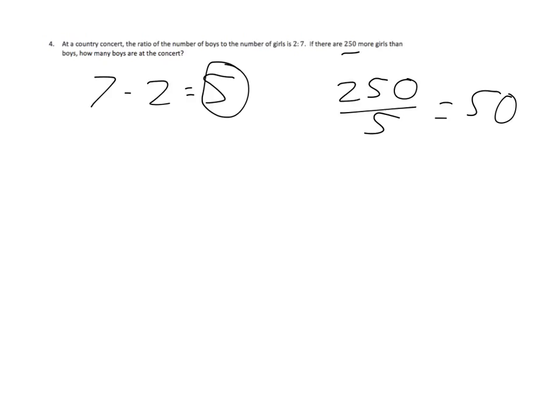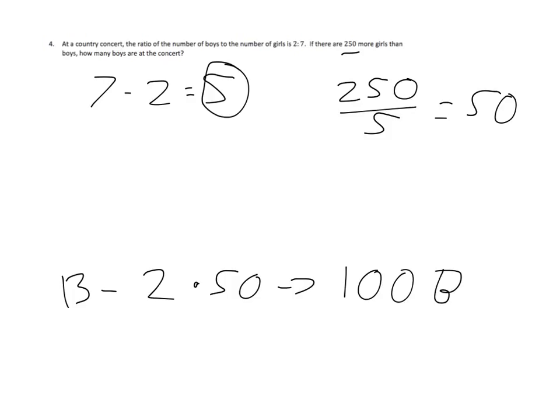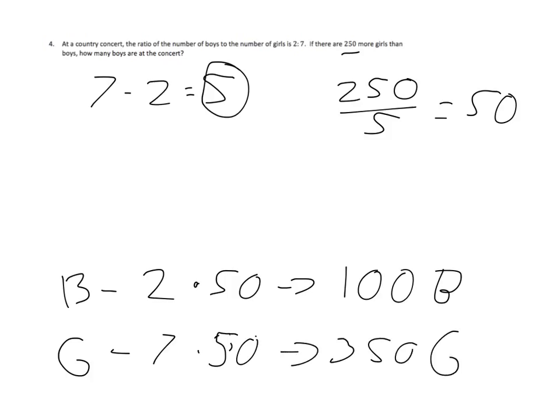Well, now that we know how much each part is going to be, we can go back to our multiplication. For the boys, there is 2 parts. So 2 times 50 is going to equal 100 total boys. For the girls, there's 7 parts. So 7 times 50 is 350. Oh, I'm sorry. 7 times 50 does equal 350 girls. So there we go.